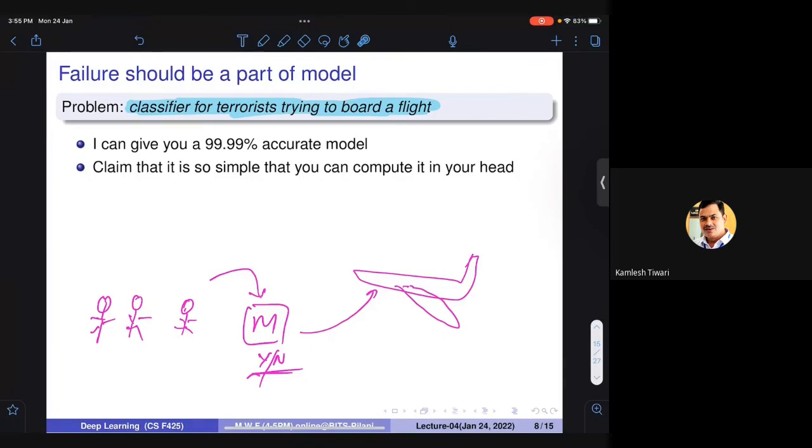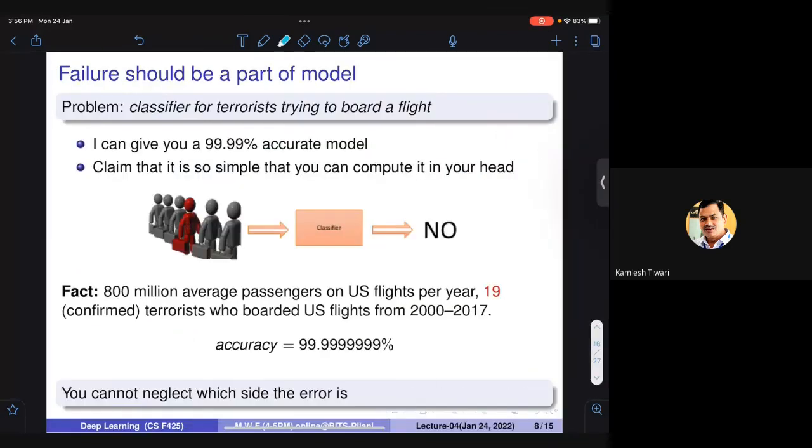Okay. So you know that this kind of system is very difficult to make, but let me give you a very simple example. Let me say that my system has an accuracy of 99.99%. And I claim that it is so simple that you can compute it in your head. I'm going to tell you a very simple thing. Predict that no one is a terrorist. It gives very little error. Correct, Sushant, you are absolutely right. So the model that I'm going to give you is this: my classifier is going to say no to everybody.